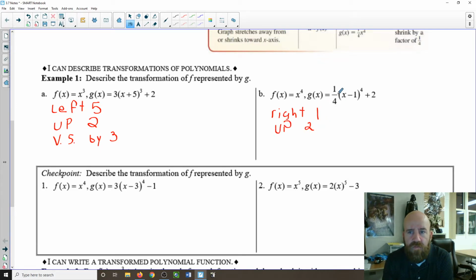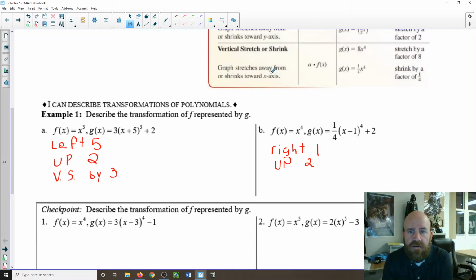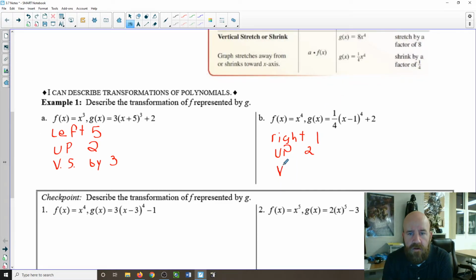And this 1/4 out front, that is a vertical shrink. Vertical compression, let's call it a compression. That's what we've called it before. Vertical compression by 1/4. Okay.